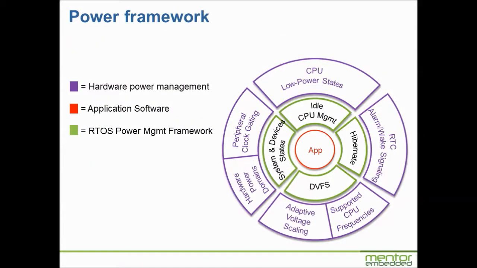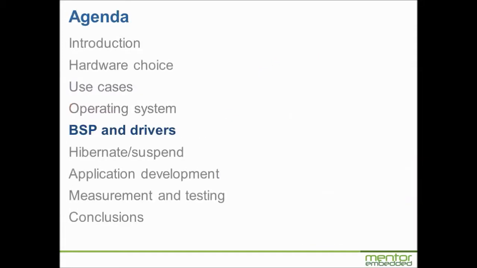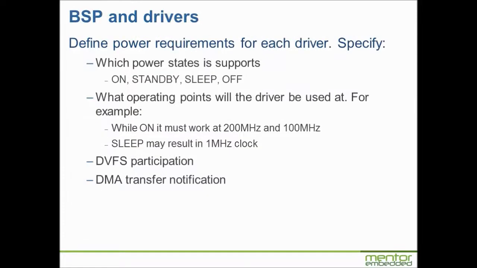So from a conceptual level, the power framework looks like this. We have in the center of this diagram the application software. Around that is the real-time operating system and its power management framework. And around that is the actual hardware that's doing everything. So the application is completely insulated from the hardware issues by the operating system with its power management framework. So the BSP and the drivers are the important part of the operating system, the bit which is close to the hardware, and therefore the bit which will have the most influence.